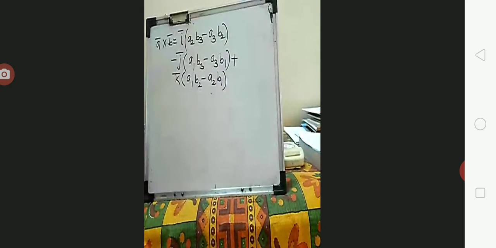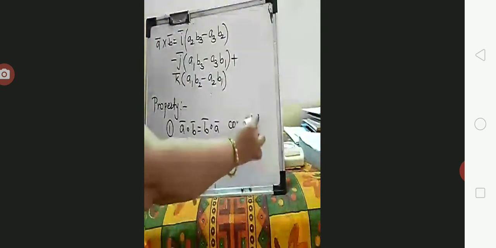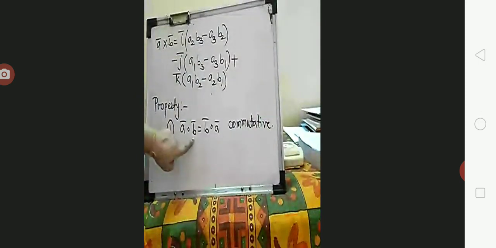Then we have seen earlier the properties of these products. A very important property is that A bar dot B bar is the same as B bar dot A bar. We call it commutative. It is always commutative because A1 B1 can be written as B1 A1, it doesn't matter. So order is not important.